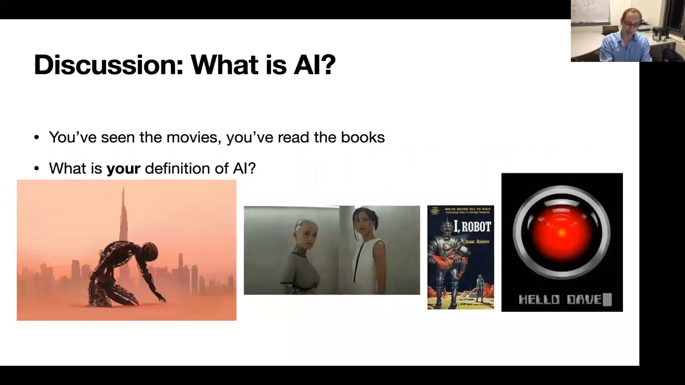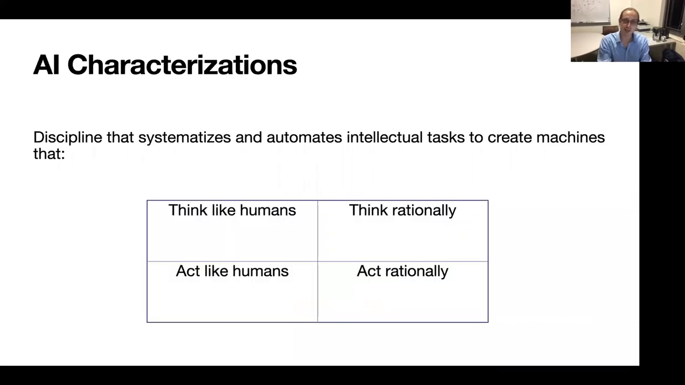We'll get back to this definition. So let me say how people in the field generally think about it. We think of it as a discipline that systematizes and automates intellectual tasks to create intelligent machines, and more precisely, machines that act like humans, that think like humans, and also that think rationally and act rationally.